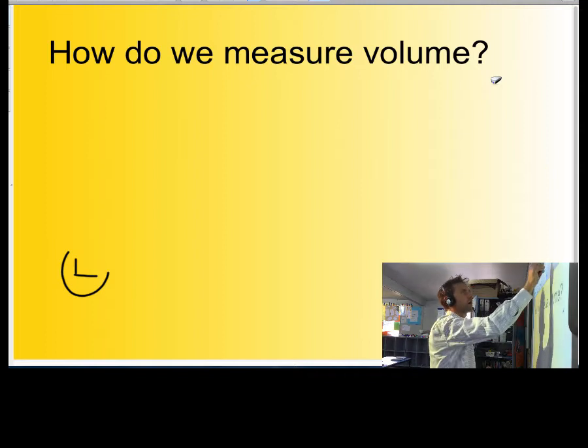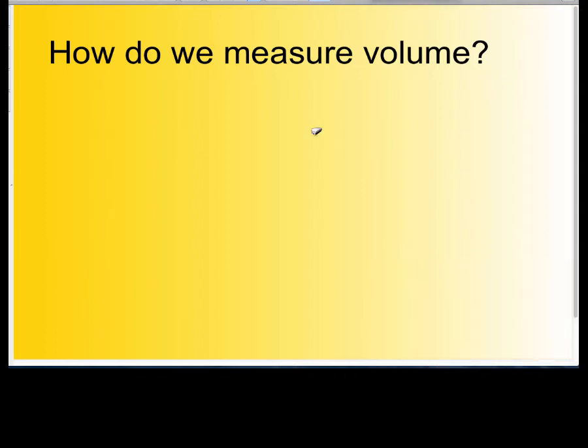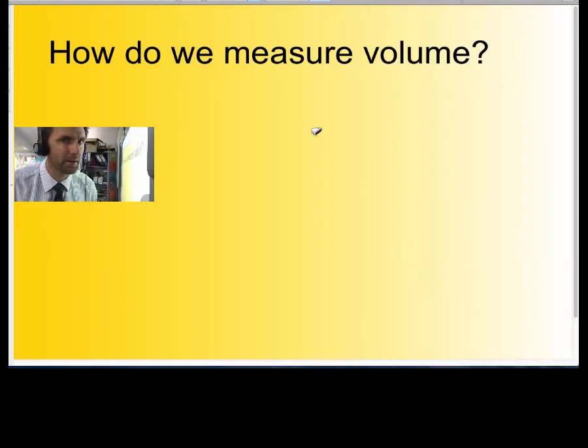But with volume, guys, it's a bit like area, but it's different. You've got a whole other dimension added. You've got space added. It's not just a flat surface anymore. It's a real object space, something that you can feel.